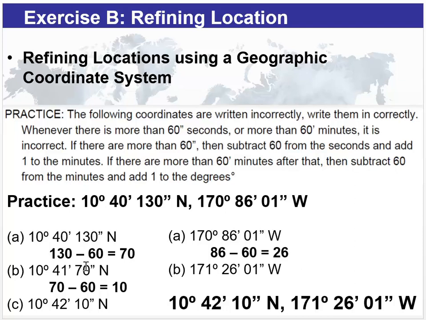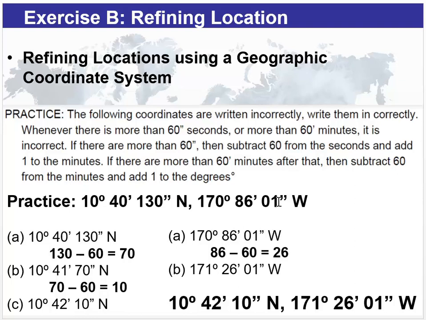But hey, that's still wrong because 70 seconds is still more than you'd find in a minute. So we're going to do this process again, subtract 60. That leaves us with 10 seconds, but that means we also have to add a whole another minute to our minutes. So the correct answer for the first half of our coordinate is going to be 10 degrees, 42 minutes, and 10 seconds north.